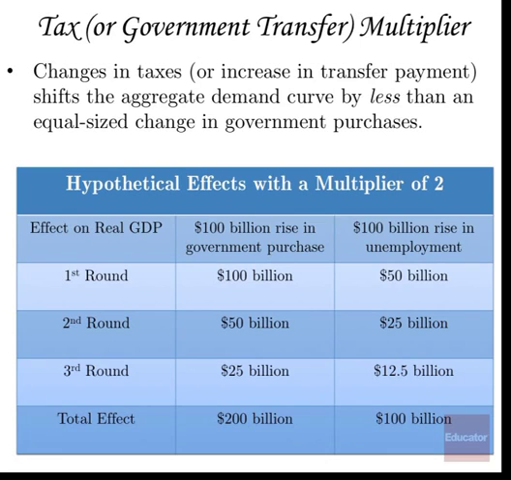So let's take a look at this tax or government multiplier. So the tax or government transfer multiplier here, and then we'll compare that to the spending multiplier, which we've gone over. And again, there's a formula that's relevant to the tax or government transfer multiplier, and there's the spending multiplier here. So basically, what's going on here? Changes in taxes or increase in tax repayments. So again, for the effects of a tax multiplier, it's basically going to have the same effect. It's going to shift the aggregate demand curve by less than an equal size change in government purchases.